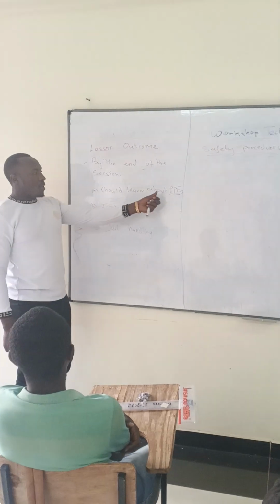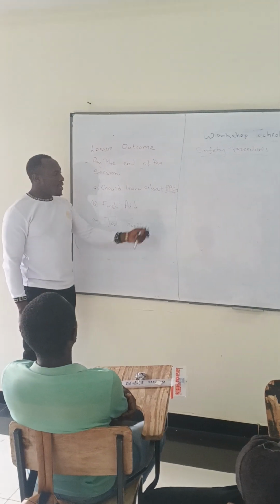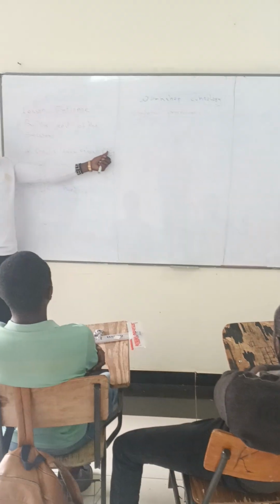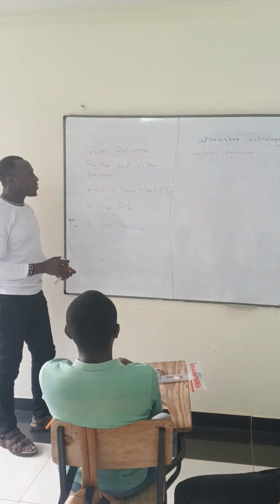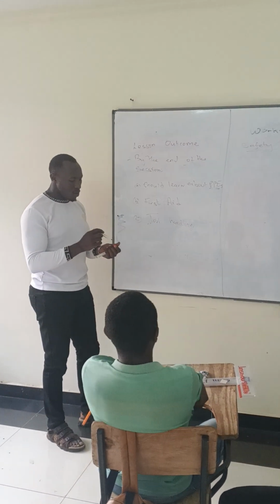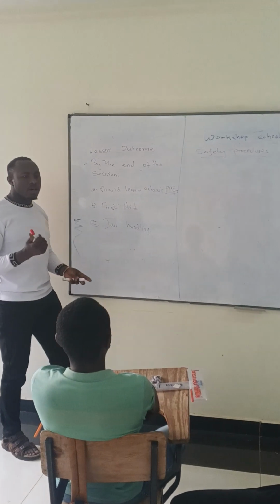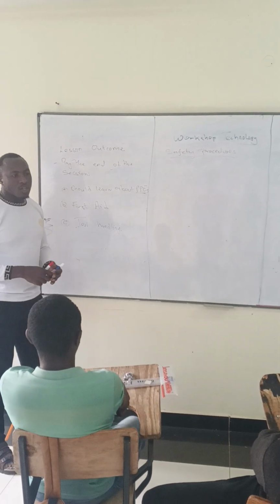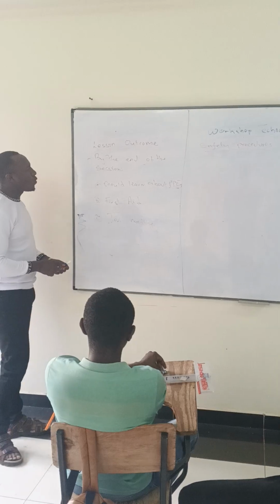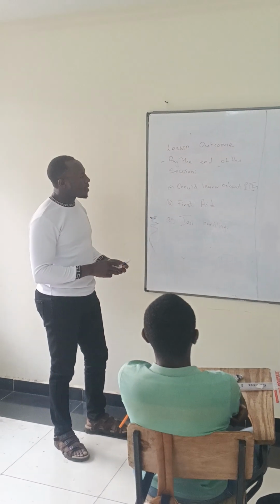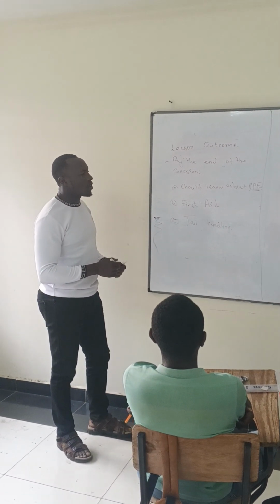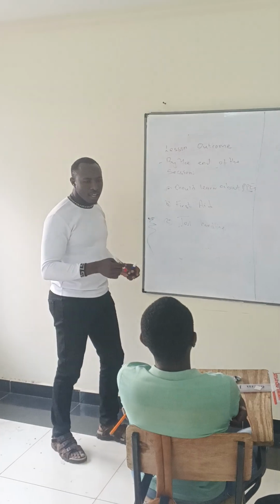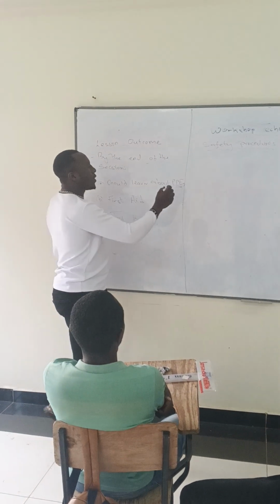About PPEs, we identified this: personal protective equipment. These are equipment that you normally wear when you're in the workshop to prevent injury. Who can give some examples of the PPEs that we find in our workshop? For example, we have gloves. One, we have gloves.